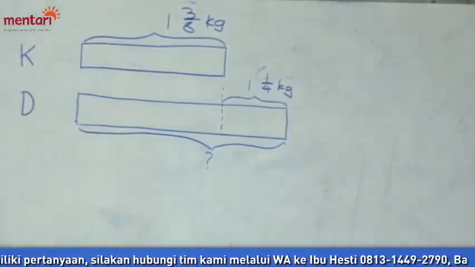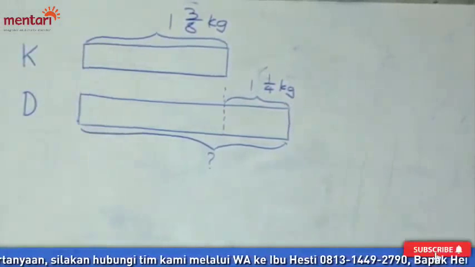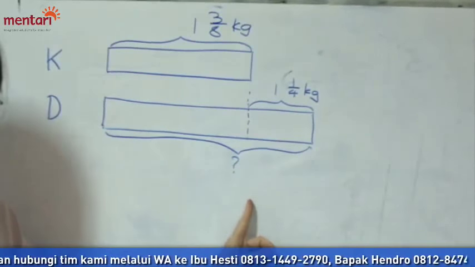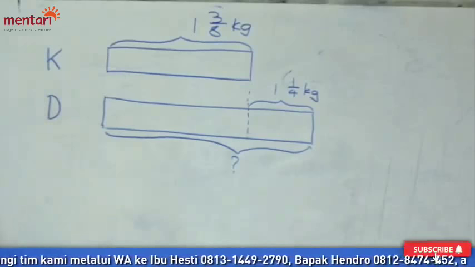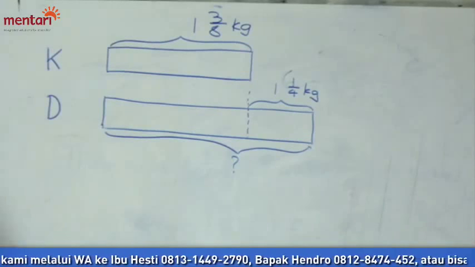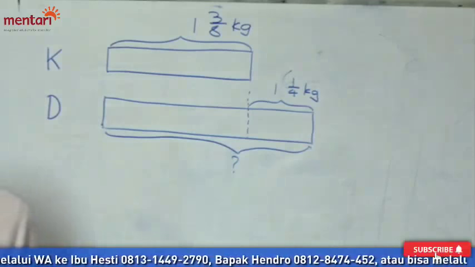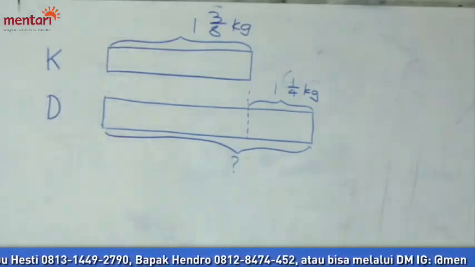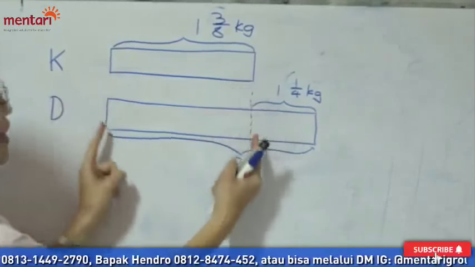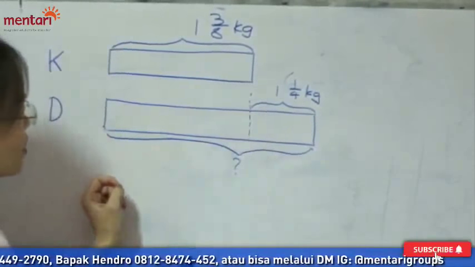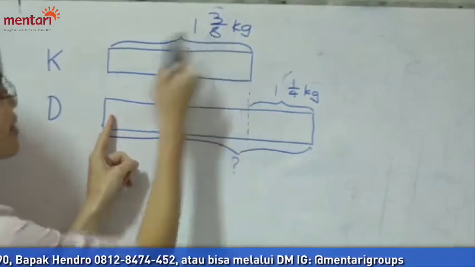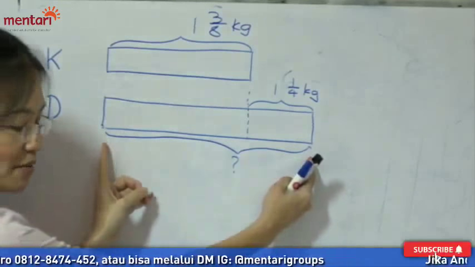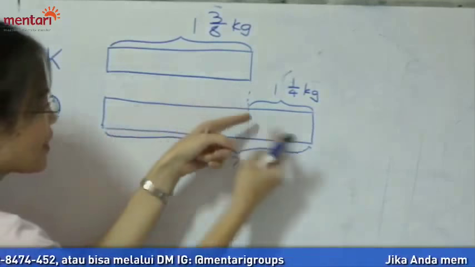Right, if you look at the bar model carefully and you want to find out how much is this part, what are you going to do? Do you add? Do you subtract? Do you multiply? Or do you divide? We add. Do you notice that this part is the same size as this part? That also means that this part is 1 and 3/8 kilogram.